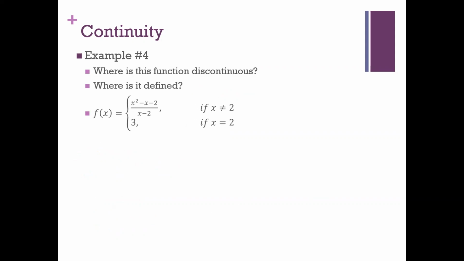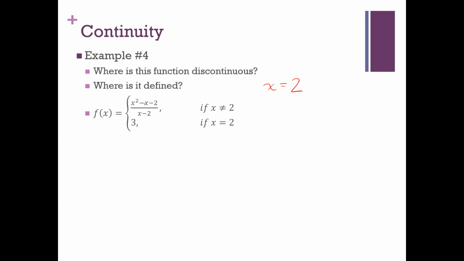Where is this function discontinuous? I heard someone say at 3. Keep in mind that when we ask where a function is discontinuous, we are looking at x values, so we're looking at the independent variable. Okay. So do we know for sure that it's discontinuous at x equals 2? How do we know that for sure? Okay, so we're dividing by 0.